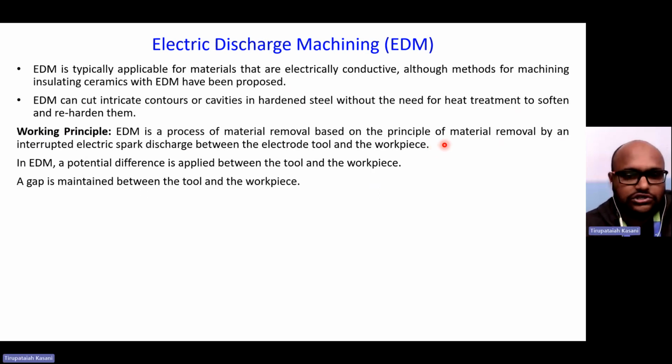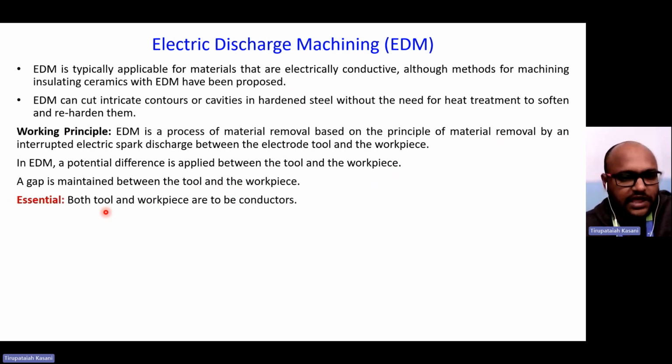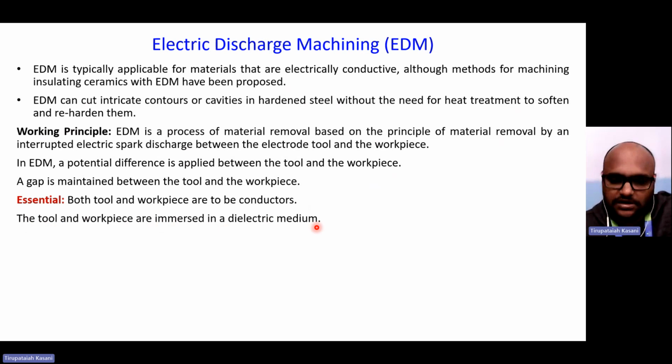In EDM, a potential difference is applied between the tool and the workpiece. A gap is maintained between the tool and the workpiece. We have already seen that gap is filled with the dielectric medium. What are the essentials for this process? Both the tool and workpiece must be conductors. If these are not conductors, then we are not going to use the EDM process. Conductivity is a must for the tool and the workpiece. The tool and workpiece are immersed in a dielectric medium.